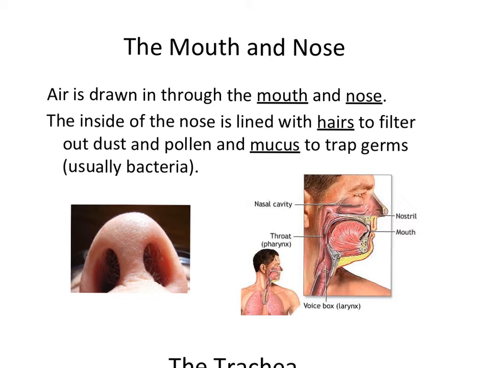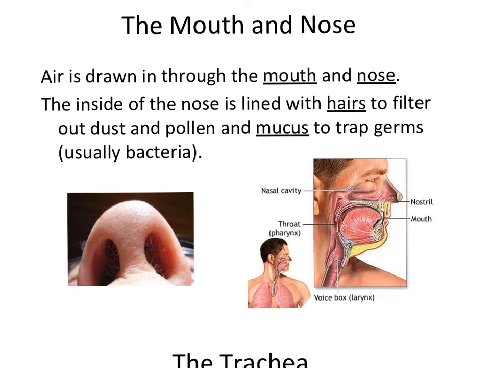So let's talk about the pathway of inspiration, or breathing in. Air is breathed in through the mouth and or nose. The nose has tons of little hairs and mucus. These are important because they can help trap different particles from entering your airways, which we don't want. So this mucus and these hairs are really important.